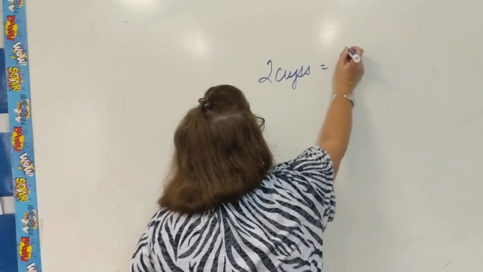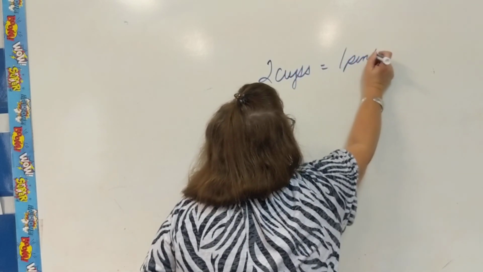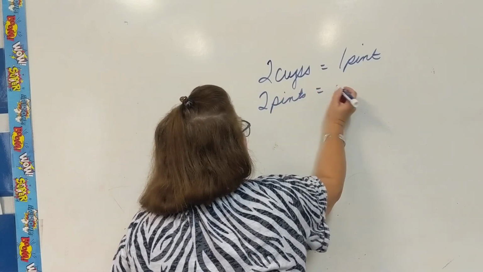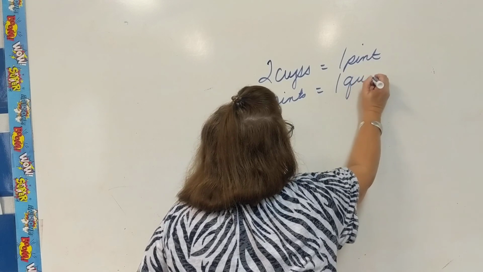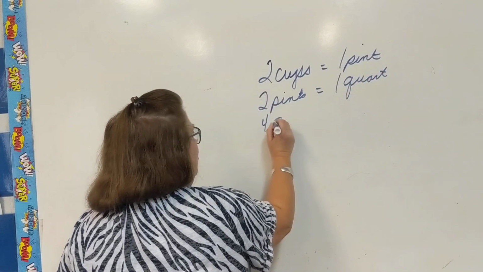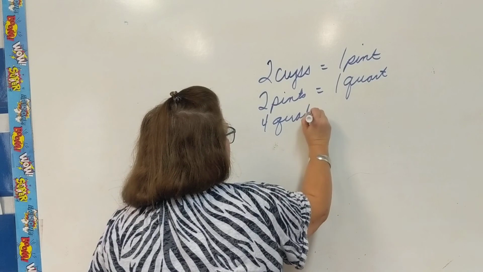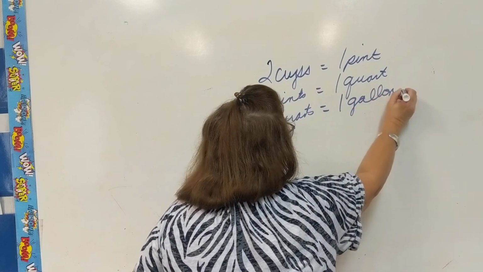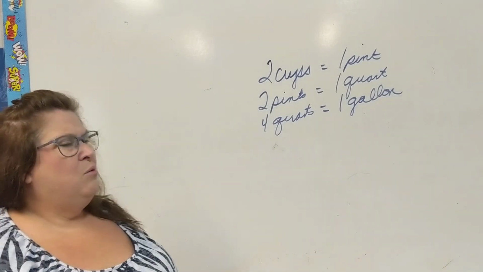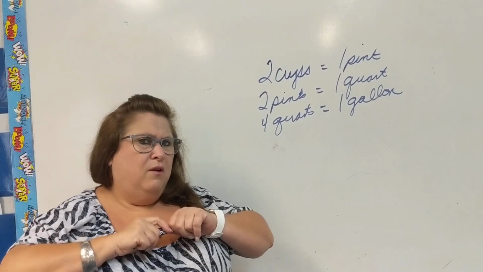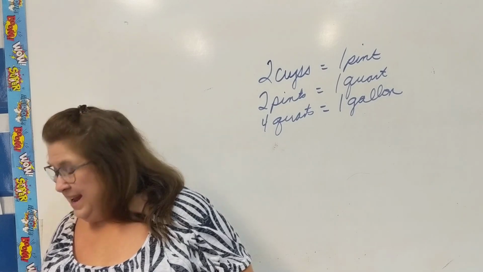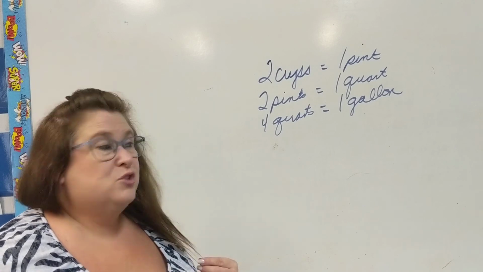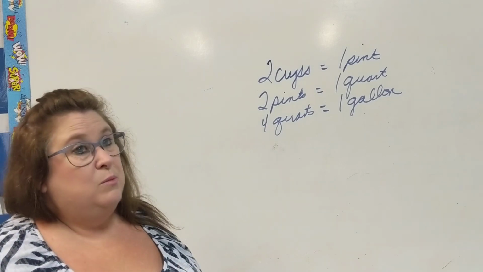2 cups equal 1 pint. 2 pints equal 1 quart. 4 quarts equal 1 gallon. So that is something we must memorize, we must know. If you've been in our school for a few years, you probably already have this memorized, because we start doing this in 1st grade. So you should have it memorized if you've been with us for a minute.